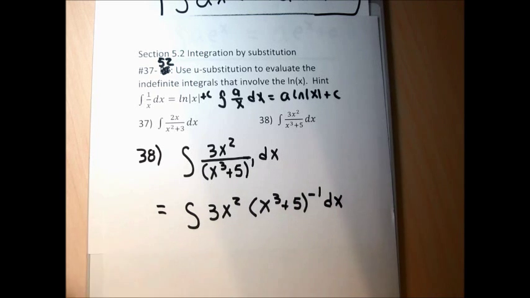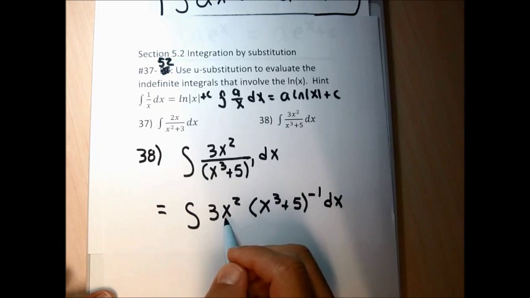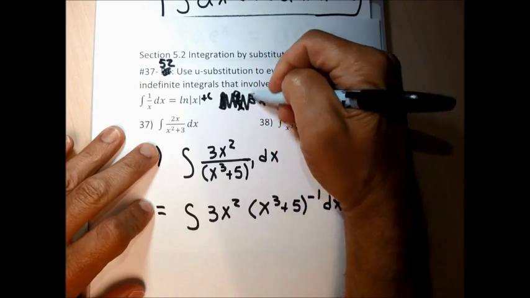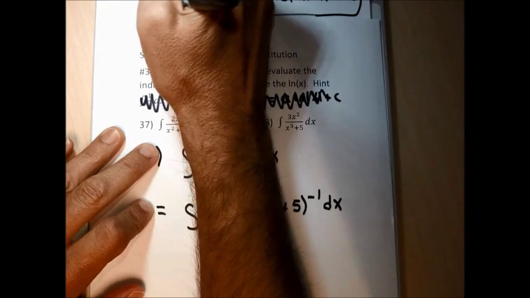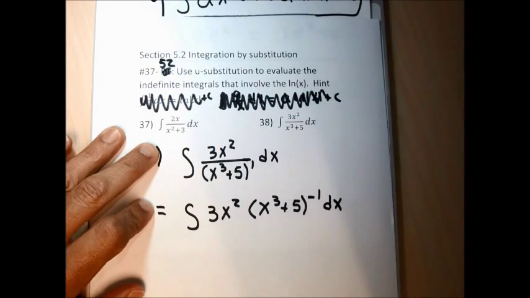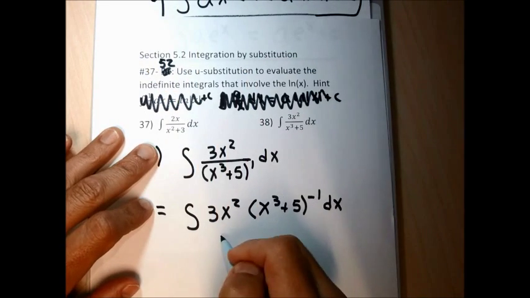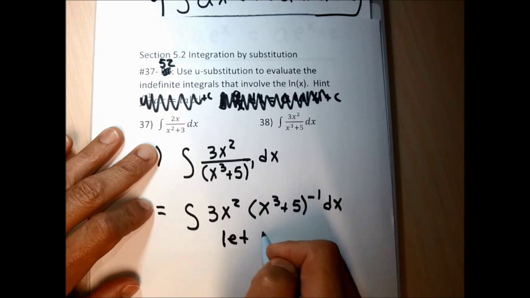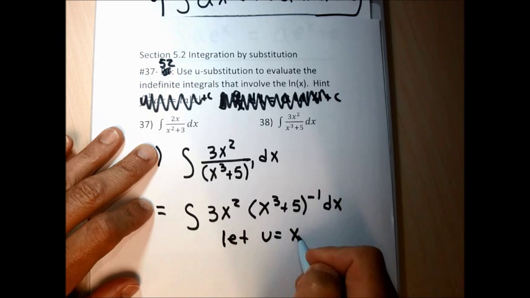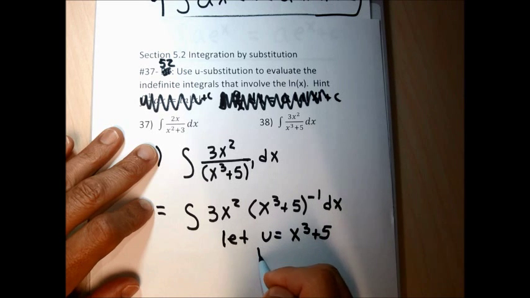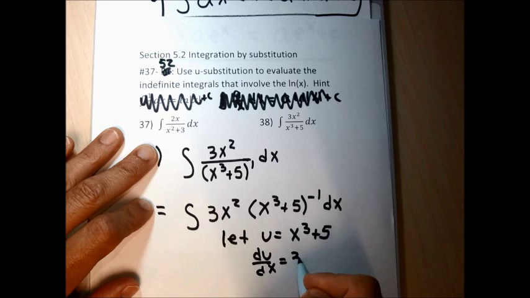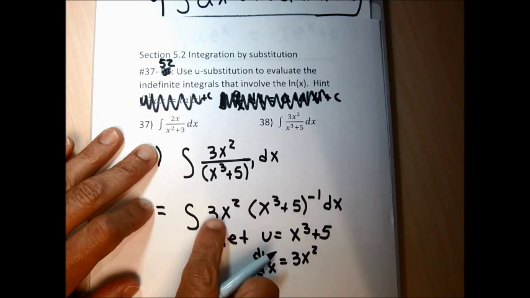Well, now I have the perfect u substitution because I have a parentheses with an exponent, so you're going to let u be the inside of that parentheses. So I'm going to let u equal x cubed plus 5. So du/dx is going to equal 3x squared. And that's beautiful because I have that exactly.